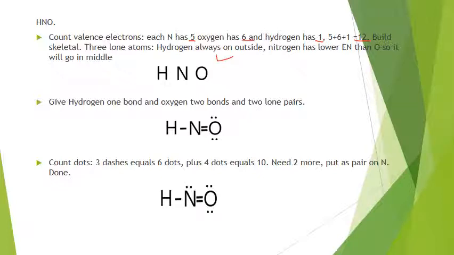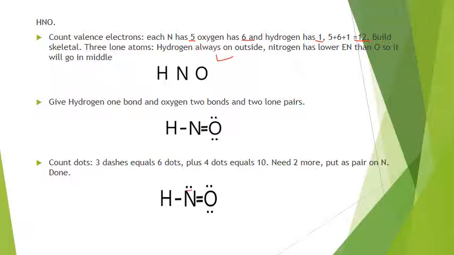Give the outside atoms their number of bonds and lone pairs. Hydrogen gets 1 bond. The oxygen gets 2 bonds and lone pairs. Count all the dots: 2, 4, 6, 8, 10. We're short 2. Put the 2 in the middle, and there you go.